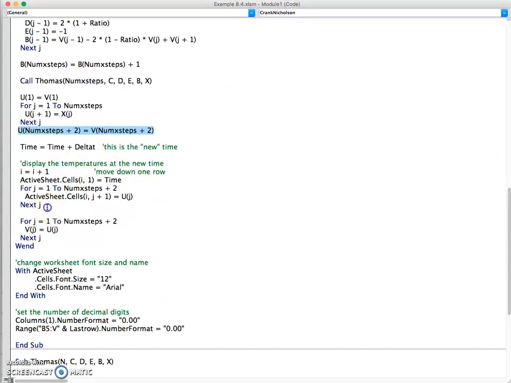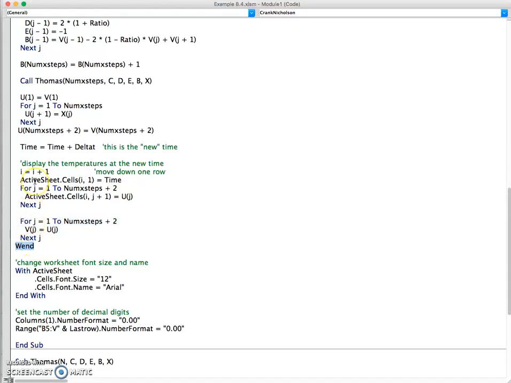The rest of the script is writing the solution to the Excel sheet and changing the... okay, I guess I skipped over this. Then assign U's to V's and be ready for the next cycle. In the next cycle, you have to have V values, and the V values of the next cycle are exactly equal to U's of the current cycle. That's why we assign U's to V's before finishing the while loop.